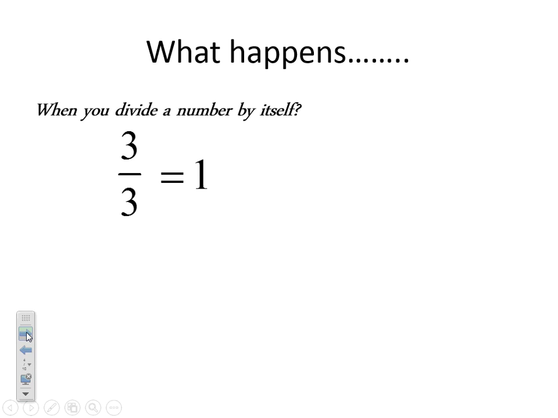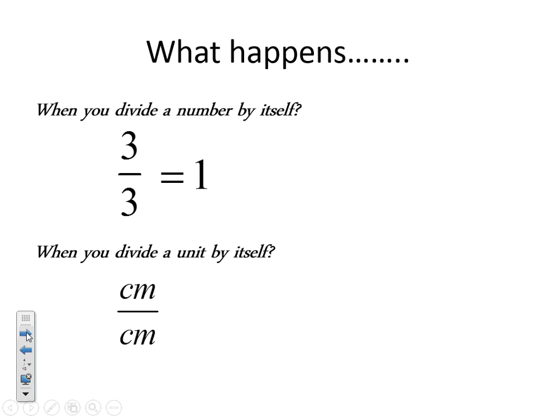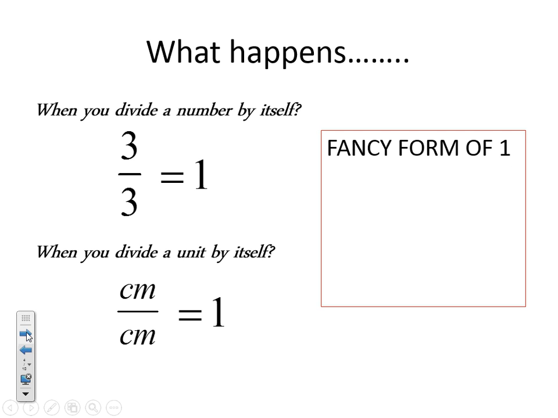We can see that. What if we take a unit and divide it by itself, like centimeters over centimeters? Well, again, that's the same thing over the same thing. So it would in fact be the same thing as 1. Understanding that units function the same way numbers do helps us out. Now what we're going to take a look at is a fancy form of 1, a different way of thinking about the number 1.